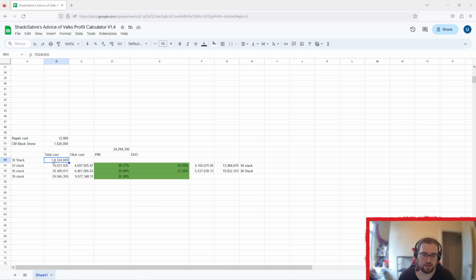So anyway, without further ado, the cost of a 30 stack is 9.324 million. Now that's because it's 84 blackstones. Blackstones are currently 111,000 on EU right now. I think they fluctuated a bit, but I've not had to buy them.